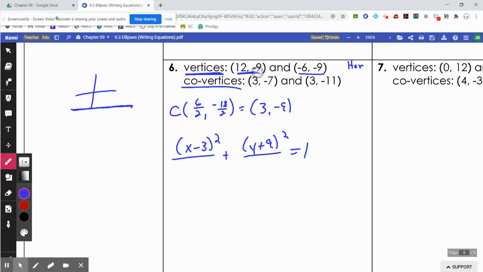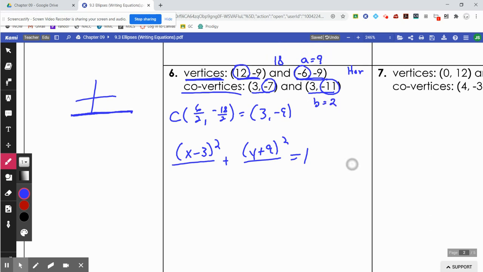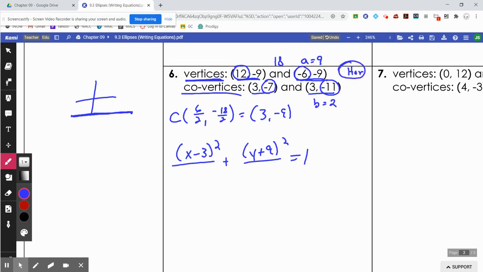Now let's find our a and b values. The distance from this vertex to this vertex. Since it's a horizontal line, I can simply look at my 12 and -6 and see that that's a distance of 18. That's the distance all the way across. So that means my a value, which is halfway across, would be 9. Co-vertices, the distance from 3, -7 to 3, -11. Again, all you have to do is worry about how far it is from -7 to -11. That's a distance of 4. That's the distance all the way across, so therefore my b value would be half of that, which is 2. Since this is a horizontal ellipse, my larger number goes under the x. So a squared goes under x, b squared goes under y.